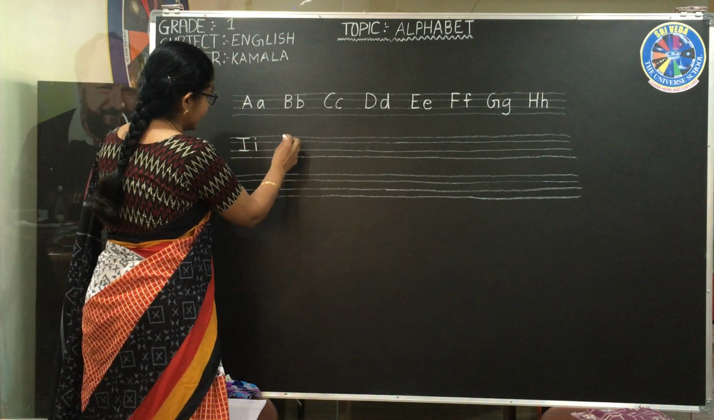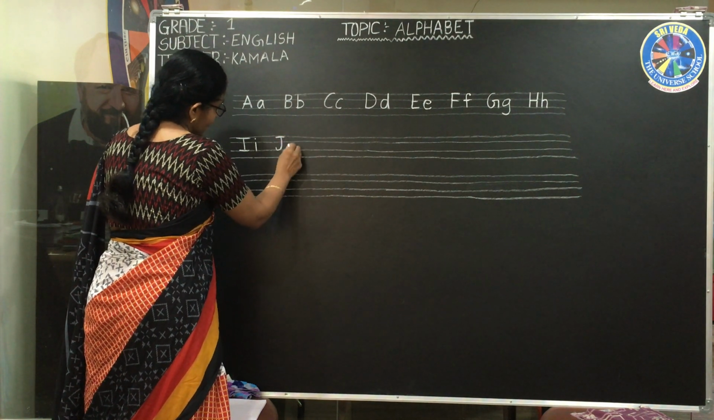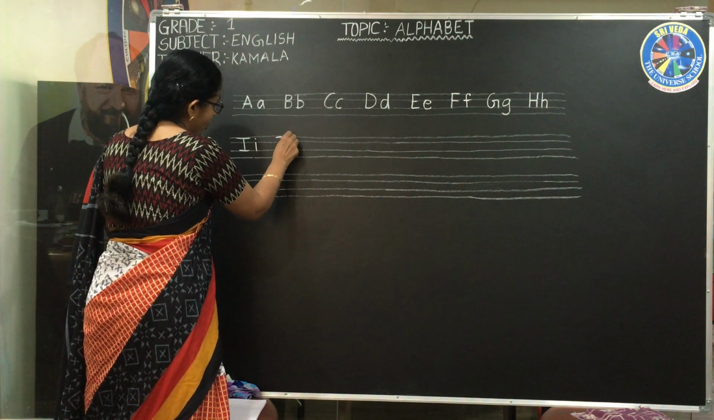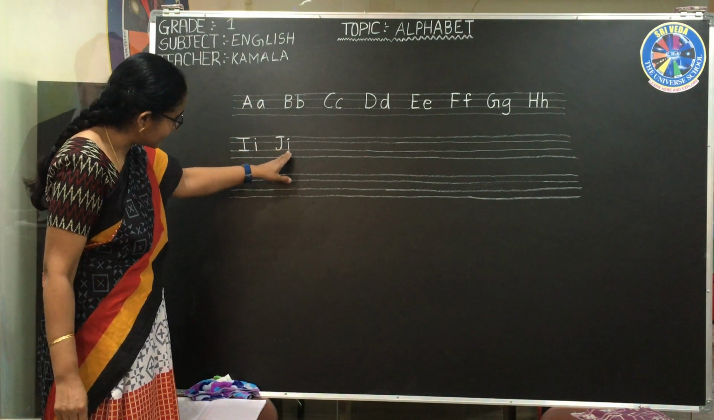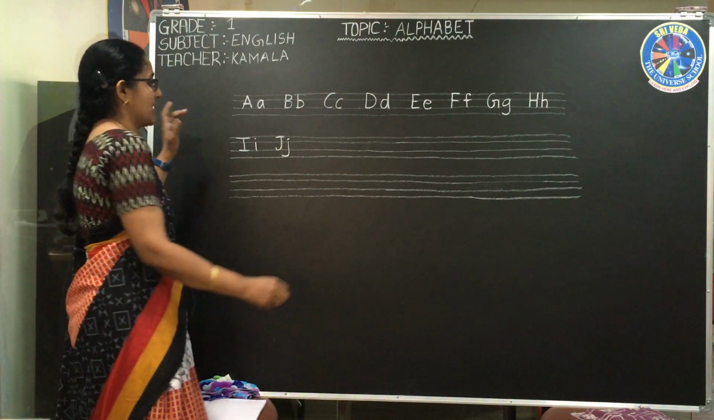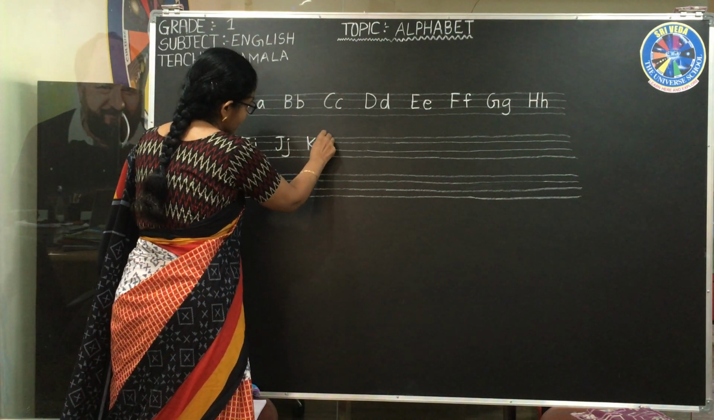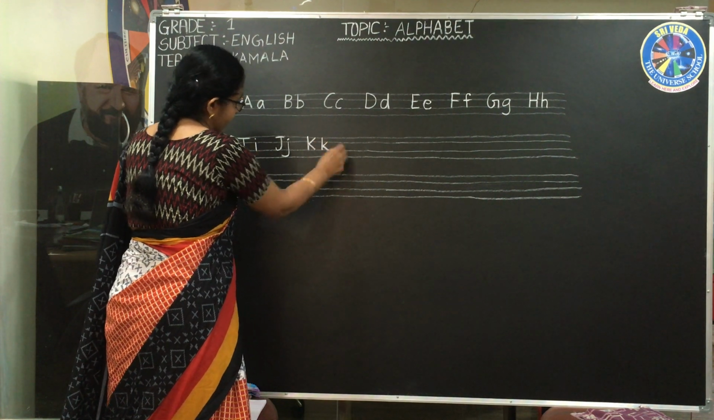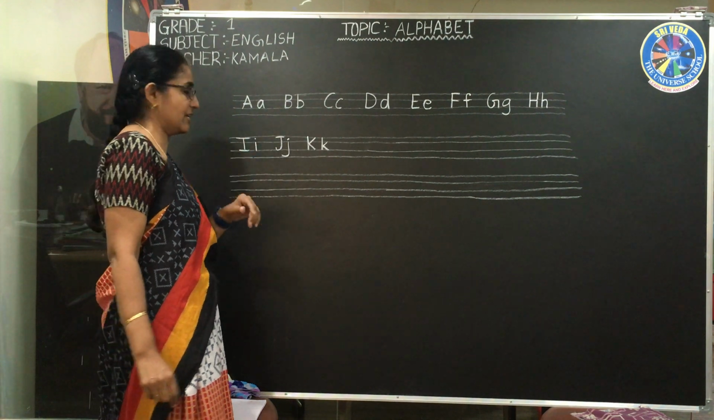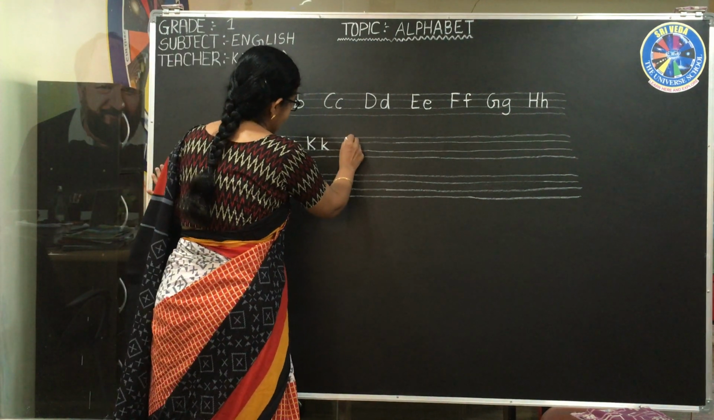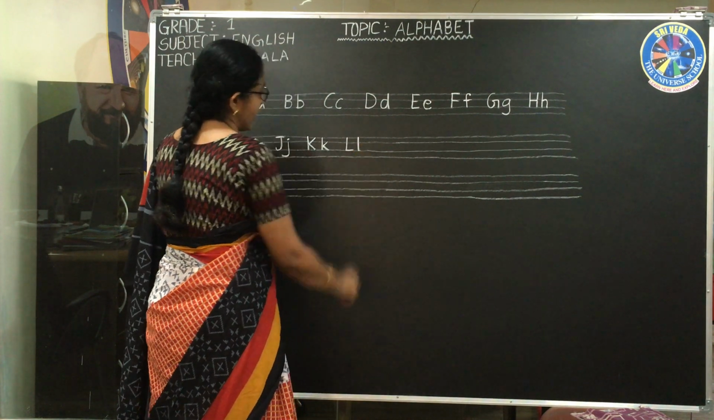Then after I it is J. Don't forget to give the space, children. J and small j. See, capital J is in the first 3 lines. Small j is in the next 3 lines, touching the bottom line. Then it is K, capital K and small k. Yes. When we are writing K, we are using only the first 3 lines. After K, again space, L. Capital L and small l.